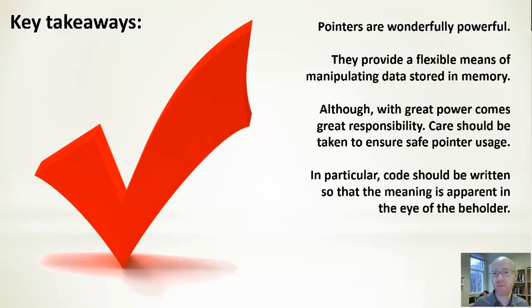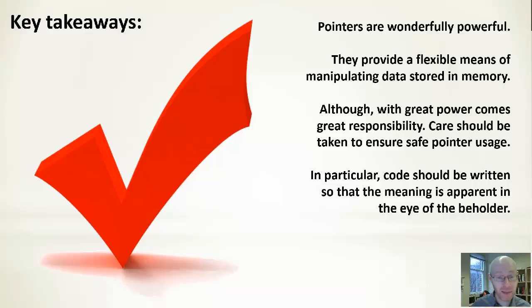Takeaways in this one here, pointers are wonderfully apparent. You'll see this in other examples, they really are. They do give us a very flexible way of manipulating data that's been stored in memory. There's lots of things we can do with them. Along with great power comes great responsibility. Care should be taken to ensure safe pointer usage. But we've yet to see illustrations where we can mess this up. But because it's a low-level feature, because we're just changing the bit of memory that we're pointing to, we have to be careful about how we do that and then how we manipulate the things that we are pointing to. We can get it badly wrong if we're not careful.